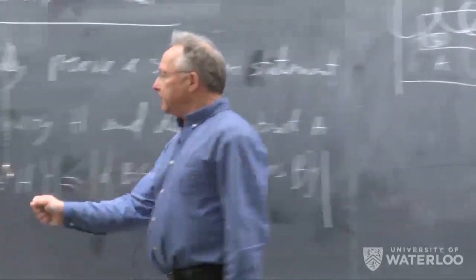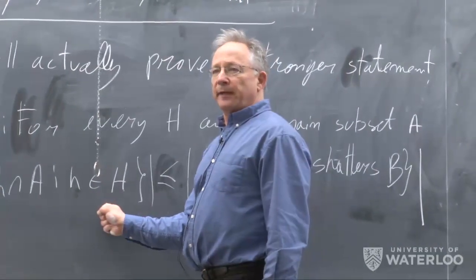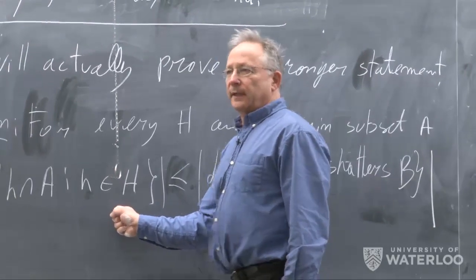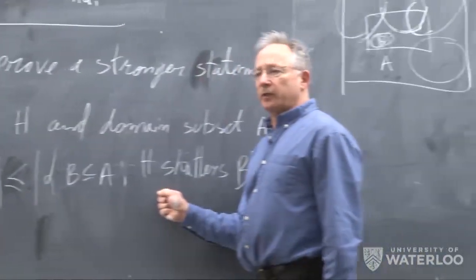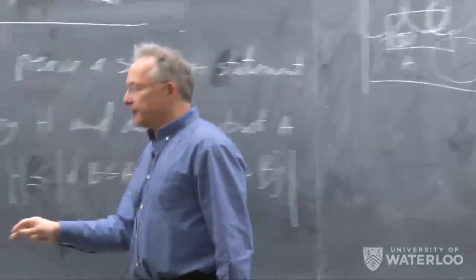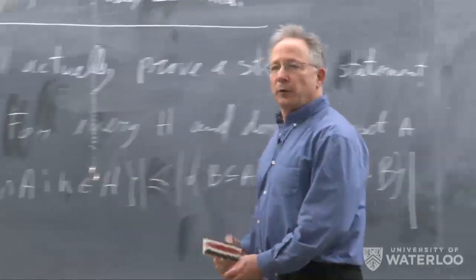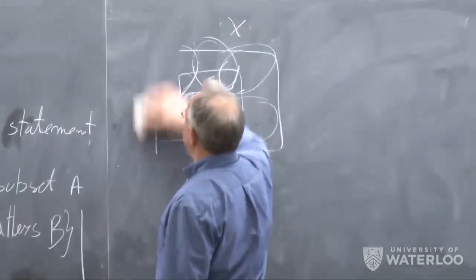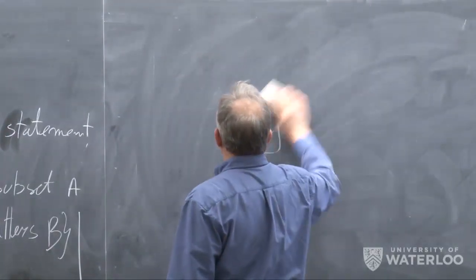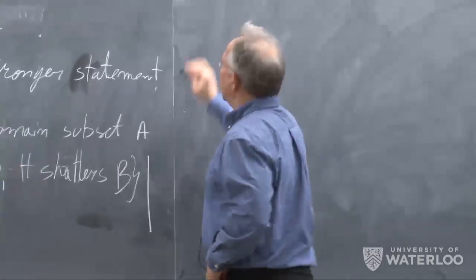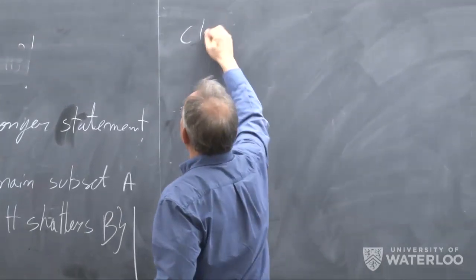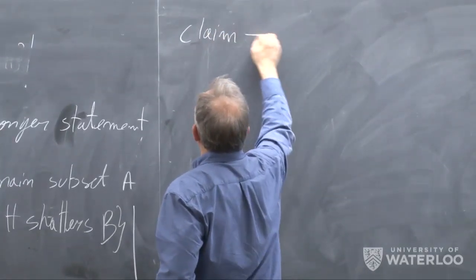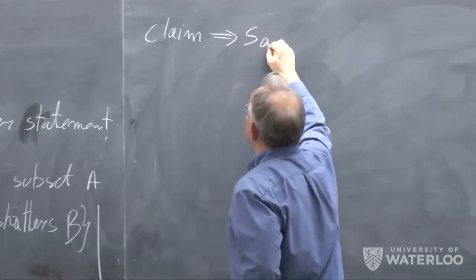Okay, so this one counts how many sets of A we can cut, and this is how many subsets of A we can shatter. So let me first show you why, if we prove this claim, the Sauer Lemma follows easily. So I say that the claim implies the Sauer Lemma.